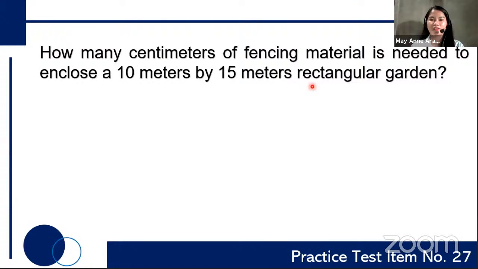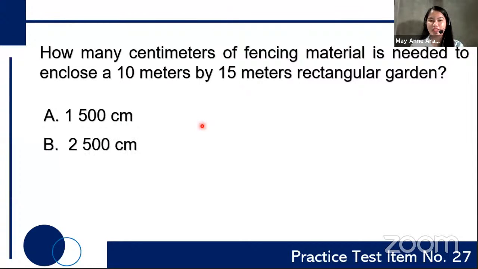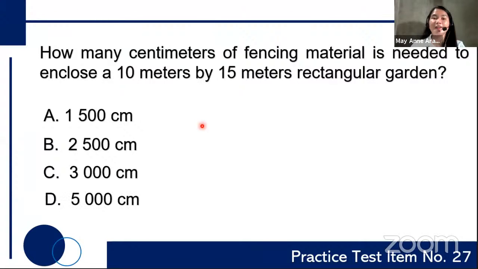Next, how many centimeters of fencing material is needed to enclose a 10 meters by 15 meters rectangular garden? Here are the options. A, 1,500 centimeters. B, 2,500 centimeters. C, 3,000 centimeters. And D, 5,000 centimeters. Okay, we have one answer from Mr. Alano. Okay, how about the others? Asan na yung iba kanina na sumasagot? Okay, from Mr. Suarez, letter B.